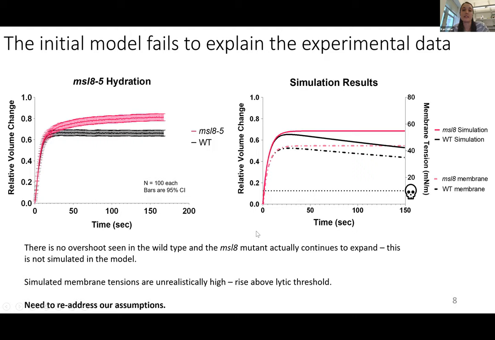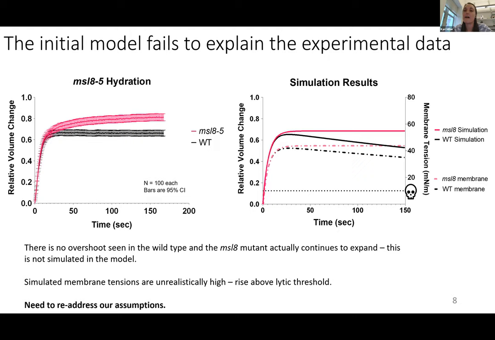And if you look a little further in the background of the model, at every time point we're actually calculating the membrane tension, which is not something we can get experimentally. But just for a reality check, we looked at the membrane tension, which is graphed on the right y-axis here. And this line here, marked with the skull, is the lytic membrane tension.